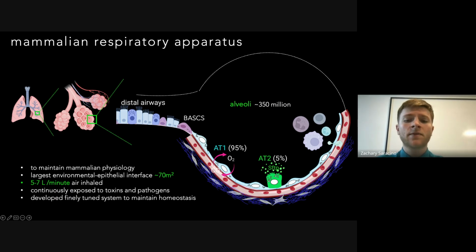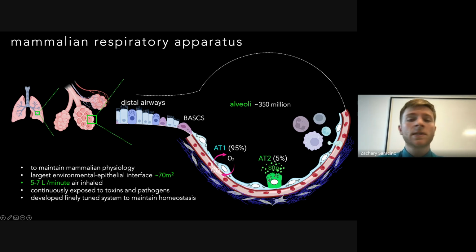And with 5 to 7 liters a minute of air being inhaled, you can imagine that our lungs are continuously being exposed to toxins and pathogens. And so the lungs have this finely developed system to maintain homeostasis. And so if we zoom into one of these alveoli, you have a bunch of different cells.